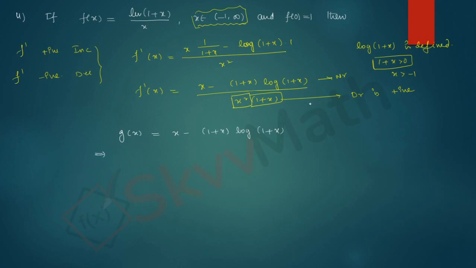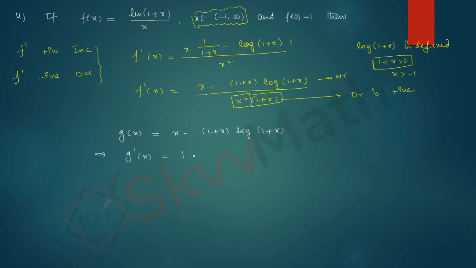Once again I repeat, the denominator is positive, we already know, but we have to decide whether f dash x is positive or negative. Say for example the numerator is also positive, then f dash x will become positive. If the numerator is negative, then f dash x will become negative. So it depends on whether the numerator is positive or negative. That's why we are going to find whether the numerator is positive or negative. So I defined a function g of x equal to x minus (1 plus x) into log of 1 plus x. So now we find g dash x.